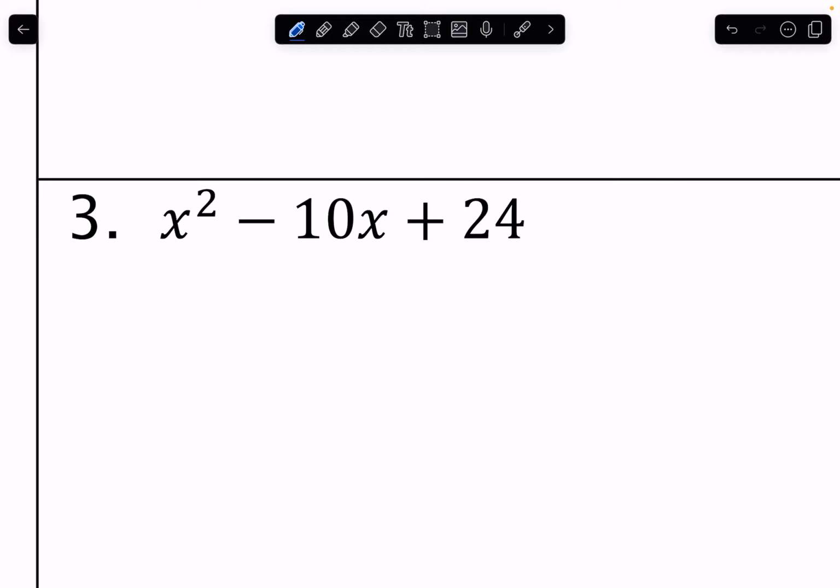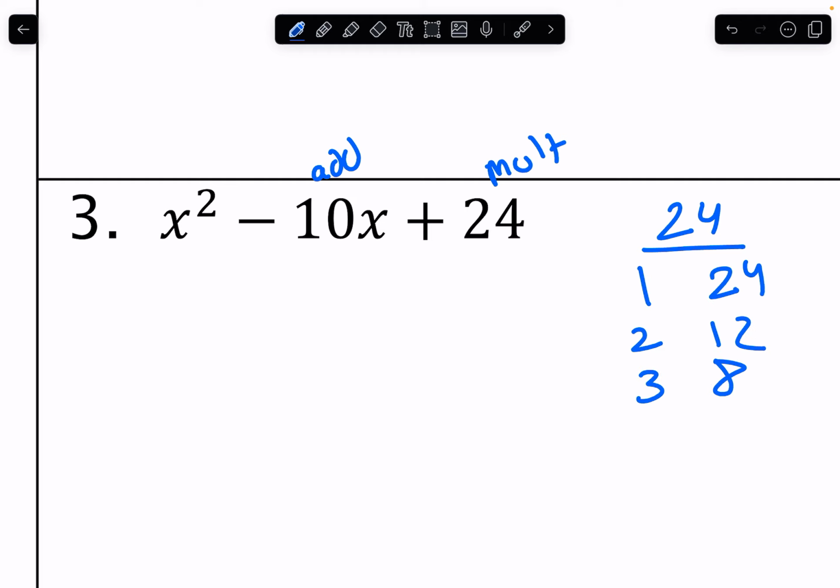All right, if we take a look here, we don't have a GCF, so we can try easy trinomial factoring because we don't have an a value greater than 1. We just need to find the two numbers that multiply to this and add to this. We want to multiply to 24. That gives us 1 and 24, 2 and 12, 3 and 8, 4 and 6.